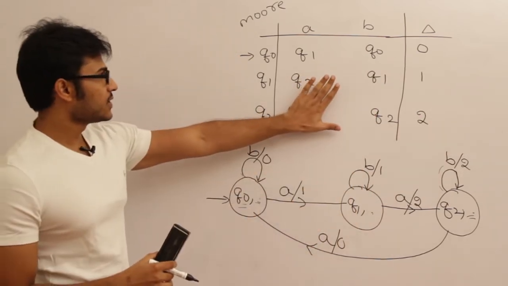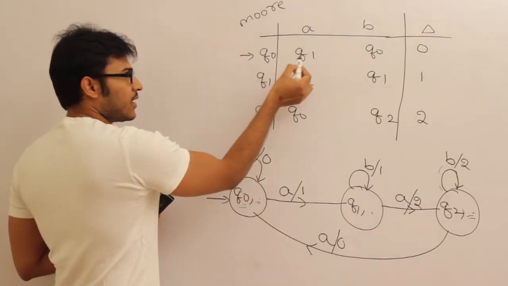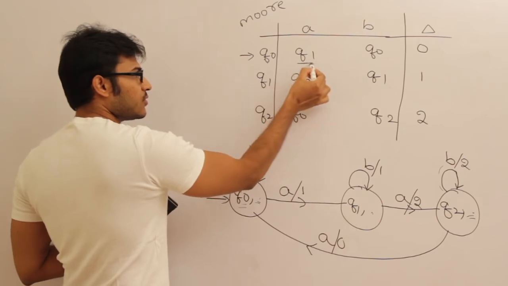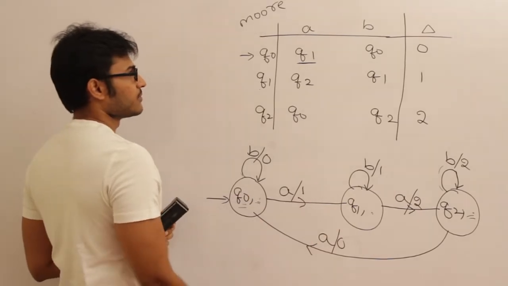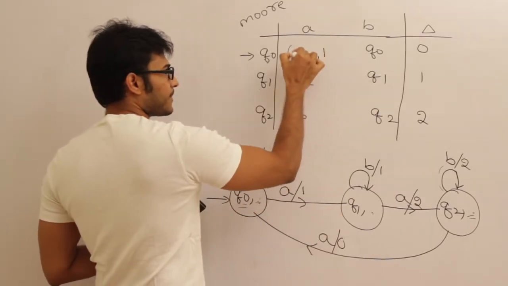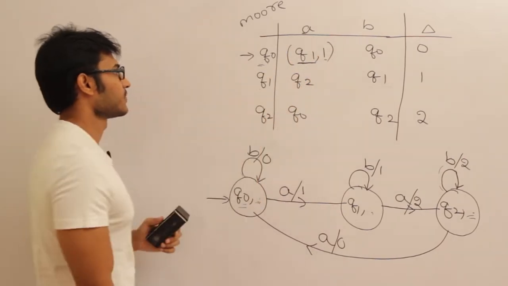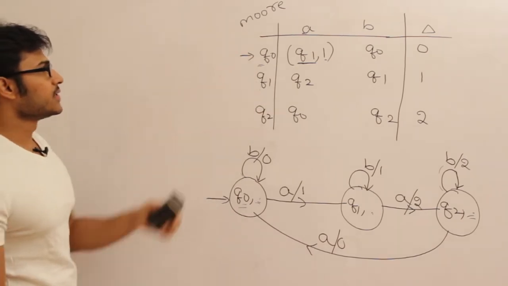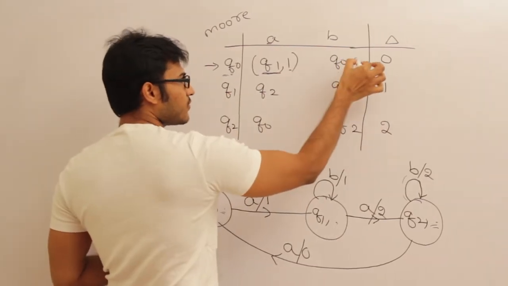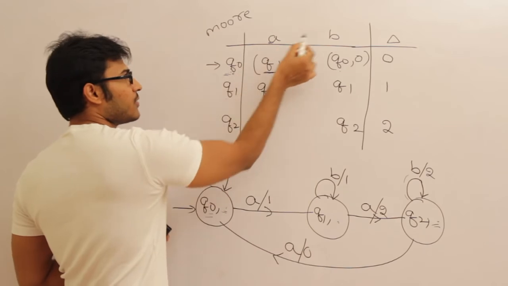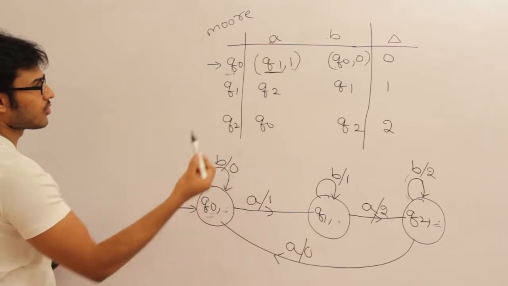So in order to convert this table into a Mealy table, first construct the table and then see this. What is the state it is going to? It is going to the state Q1. Now go to Q1 and see what is the output associated. Therefore we get 1, which means Q0 on A will go to Q1 and output 1. Okay. Now again see this. This is going to Q0. What is the output associated with Q0? It is nothing but 0. Therefore you write 0, which means Q0 on B will go to Q0 and output 0.